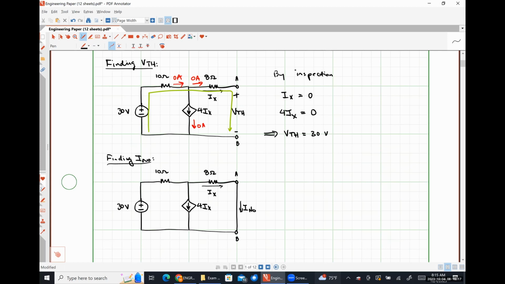So in order for us to do current division, we need a known amount of current passing through a network of resistances that are in parallel. We don't have a known amount of current, nor do we have resistors in parallel.